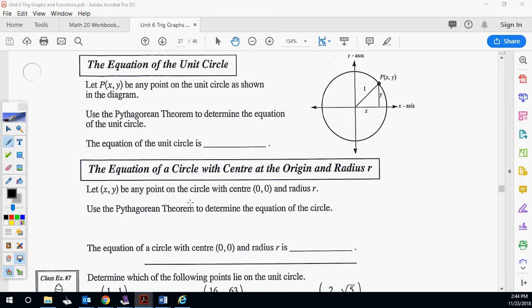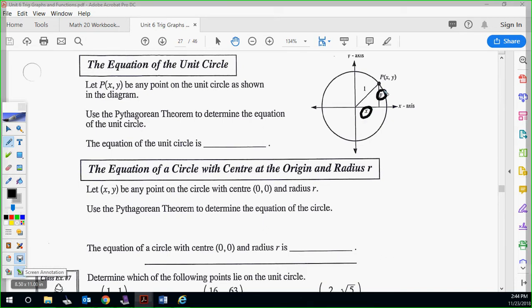Simply, for the Pythagorean theorem, if you look at this triangle here, it'd be x squared plus y squared equals 1 squared. So that's the equation of the unit circle.